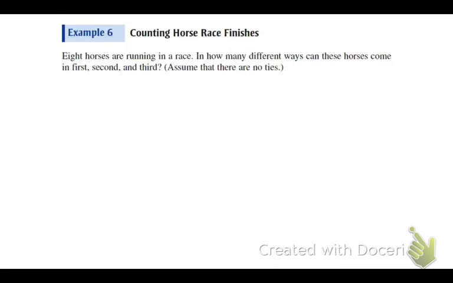Okay, 8 horses are running a race. How many different ways can the horses come in first, second, and third? Assume there's no ties. So all I need is first, second, and third. I'm not placing all 8. Only 3. So how many choices do I have to come first? 8. How many choices do I have second? 7. Third? 6. So 56 times 6 is 336 different ways that they can place first, second, and third.